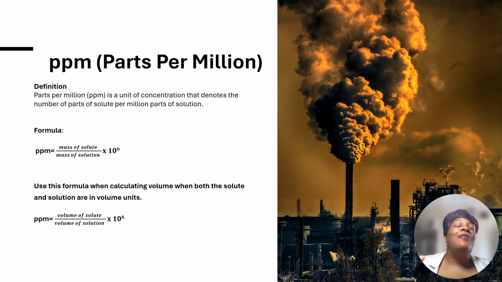And we're going to dive deeper into this formula, where we'll do calculations that show you how to apply it. Okay, so if you can remember that parts per million equals the mass of the solute divided by the mass of the solution times 10 to the 6th power, this will be quite simple for you to remember. This formula is also used when calculating with volume, when both solute and solution are in volume, so you can use them interchangeably. Parts per million.